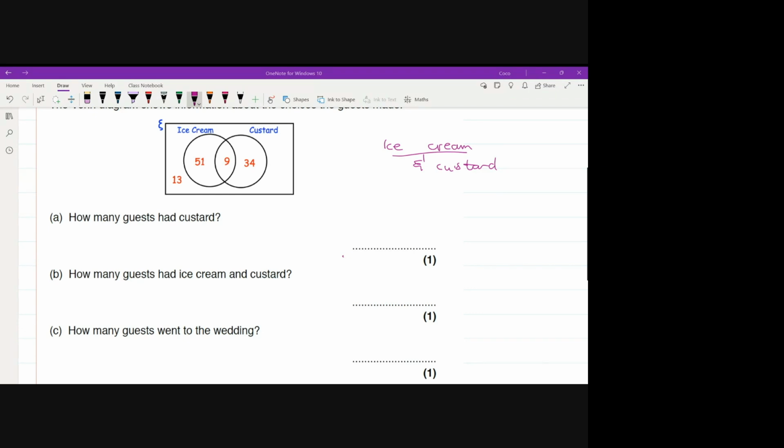I would say, yes, I did. And if they say, did you have the ice cream? I'd say, yes, I did. But I'm in the in-between. Now, if I'm ice cream only, if somebody came to me and said, did you have the custard? I'd be like, no, I only had the ice cream.